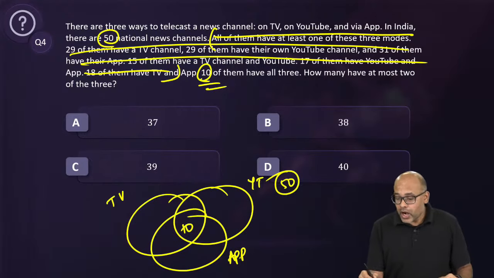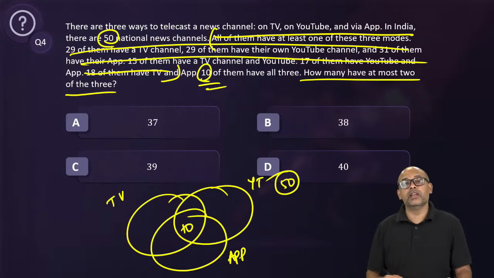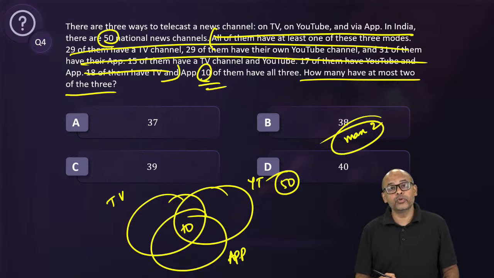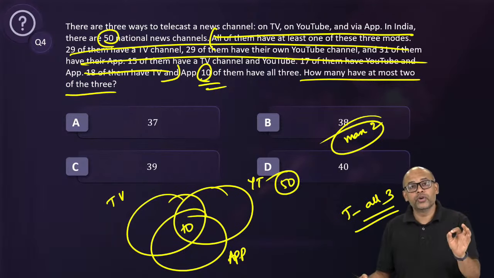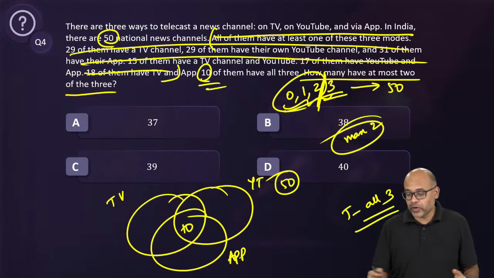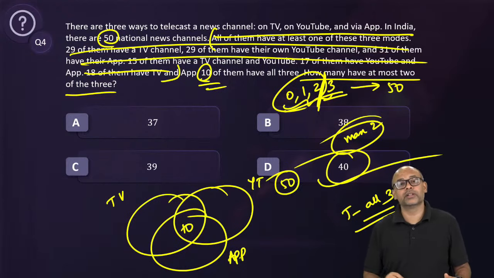What is the question? How many have at most 2 of the 3? At most means maximum 2, which means total minus all 3. Correct? Because what can you have? You can have 0, 1, 2, or 3. Those are all the cases. The sum of all of them should add up to 50. Now you don't want all 3, so just subtract that one thing. So 50 minus 10, the answer is 40.